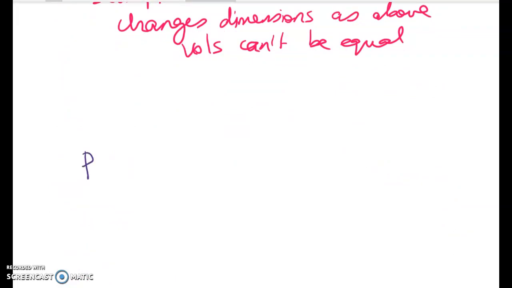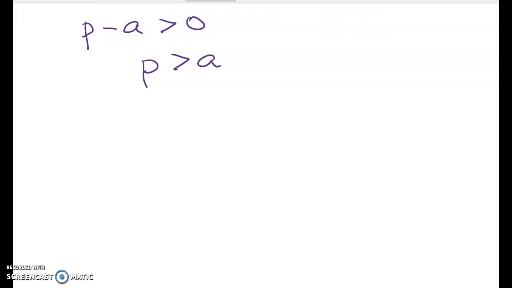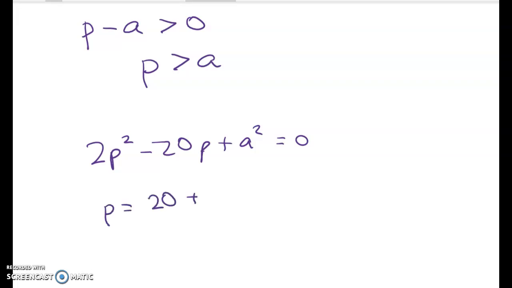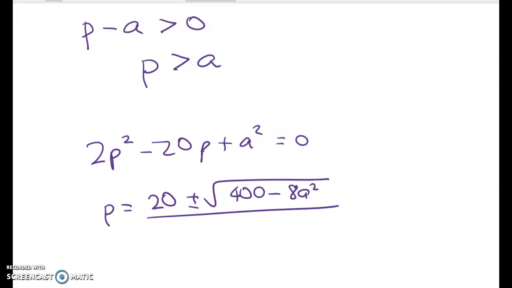We need to have p minus a greater than 0. We know that that's going to be the longest side that we need, so p has to be greater than a. We know what p is; we've already worked that out from before. So we've got this quadratic, 2p squared minus 20p plus a squared equals 0. That's the condition for my surface areas to be equal. So p is 20 plus or minus the square root of 400 minus 8a squared, over 4, and that's got to be greater than a.